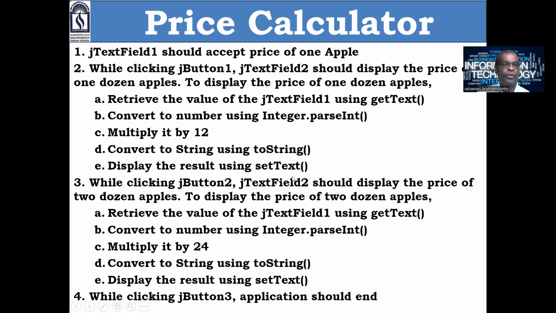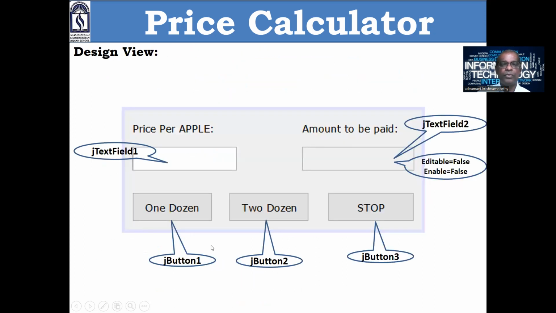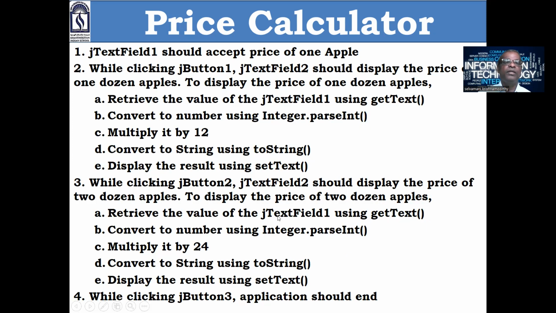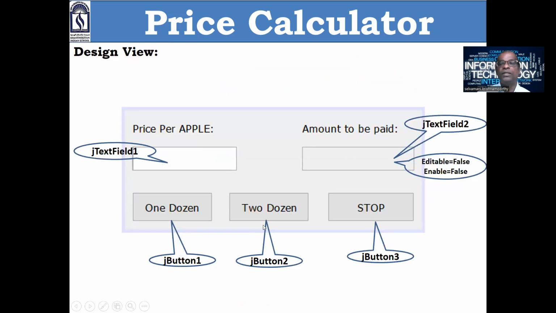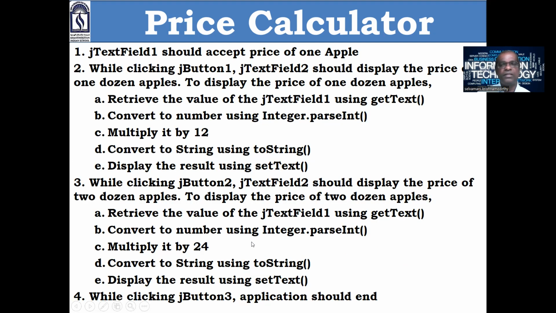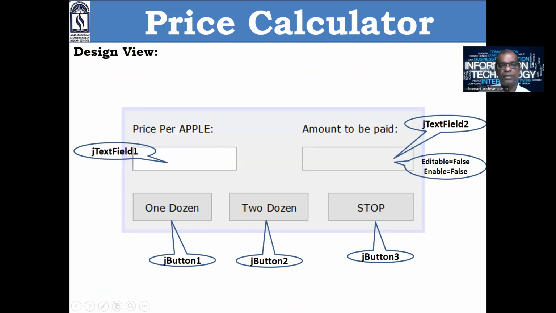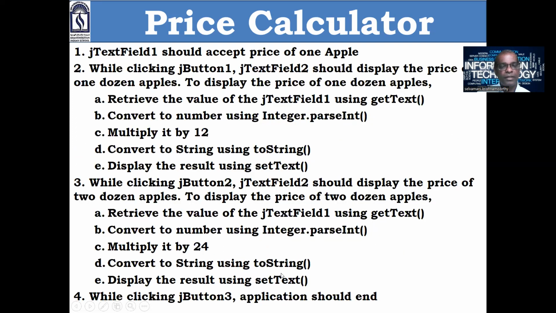Am I right? Good. Third one. What will happen while clicking JButton2? Same thing as JButton1. What is the only difference? Multiply by 24, because now we have 2 dozen. Multiply by 24. Everything else is the same. That's all. While clicking JButton3, this button, the application should end. That's very simple. Am I right?